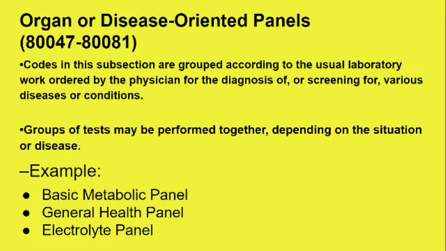Organ or disease-oriented panels, 80047 through 80081. I'll give you a moment to get there in your CPTs. Codes in this subsection are grouped according to the usual laboratory work ordered by the physician for the diagnosis of or screening for various diseases or conditions. Groups of tests may be performed together depending on the situation or the disease. For example, there's a basic metabolic panel, a general health panel, and an electrolyte panel.